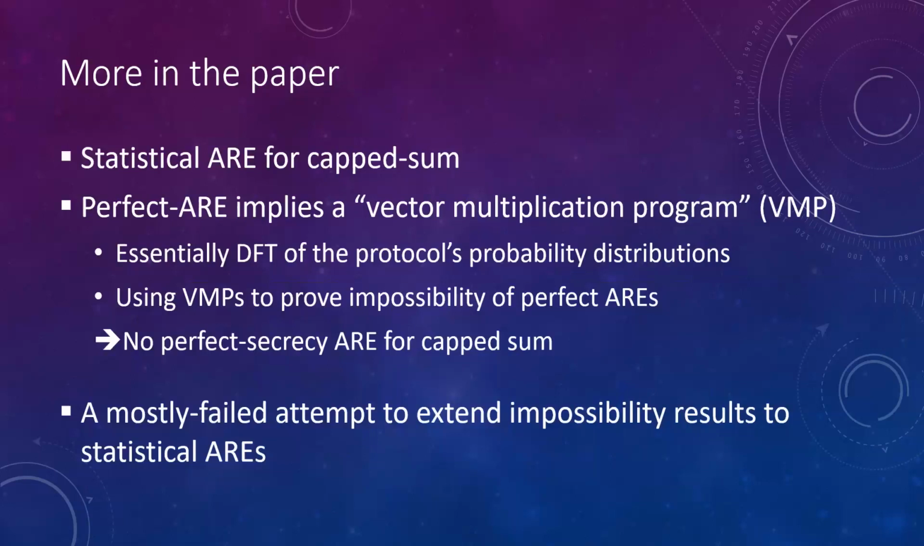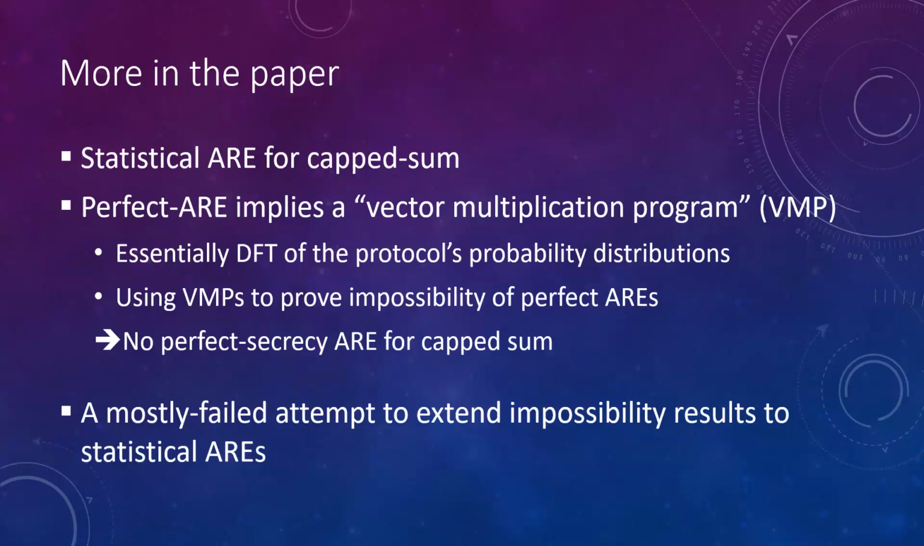Right. That's more or less all I wanted to talk about for today. In the paper, you can also see other things like a statistical additively randomized encoding for the capped sum function, where you want to compute the sum of the function, but only if it's below some threshold. If it's above the threshold, the only thing you want to learn is that it's above the threshold, not how much it is.